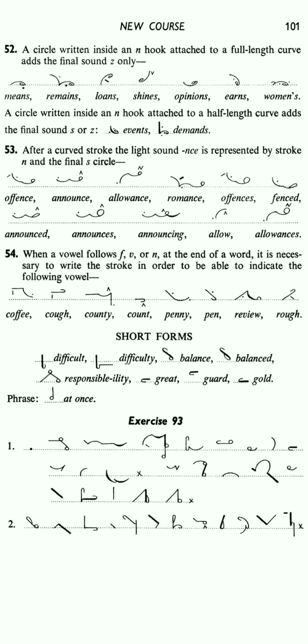Next is a circle written inside an N hook attached to a full length curve adds the final sound Z only. अब क्या कह रहे हैं कि अभी तक तो हमने स्ट्रेट स्ट्रोक्स के साथ एफ, बी और एन हुक के एग्जांपल्स पढ़े कि हमको कैसे करने हैं. अब हम कर्व स्ट्रोक्स के साथ एन का यूज़ पढ़ रहे हैं जिसमें क्या साउंड आती है इसकी जी, एज इन मीन्स ज आया. ठीक है, तो एम स्ट्रोक फुल विद एन हुक or circle within.